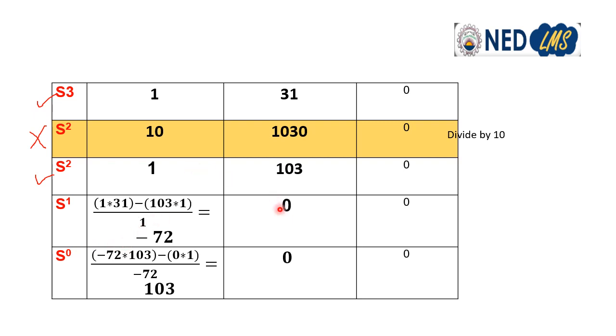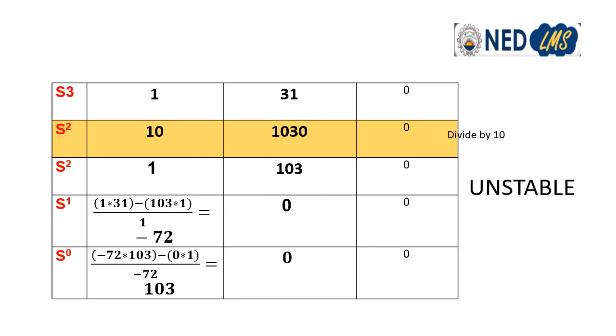Then we use here 1 multiplied by 0 minus 1 multiplied by 0. We use the first column and the column next to this entry, because here are all zeros, so we have a 0 here. Similarly, we fill this s raised to the power 0 row, minus 72 multiplied by 103 minus 1 multiplied by 0 divided by minus 72. The result is 103. We have completed the Routh table, and we see here that we have a sign change in the first column.